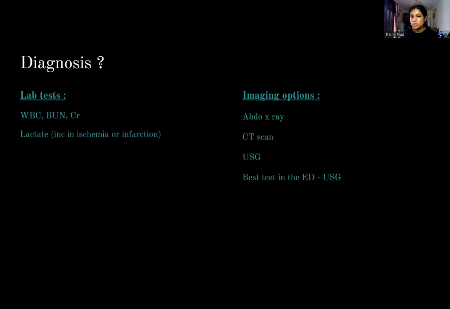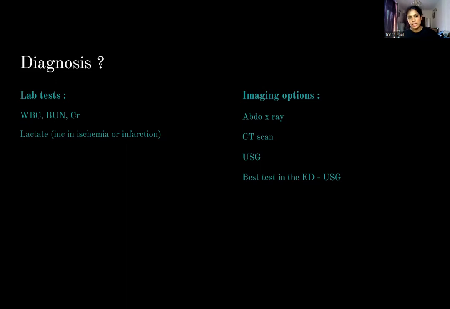Your imaging options include abdominal X-ray, CT scan, and ultrasound. The best out of all these three that you can use in the emergency department is ultrasound. It's not only easily available, but it's also better in performance. It has a very high sensitivity and specificity. It's almost as good as a CT scan.